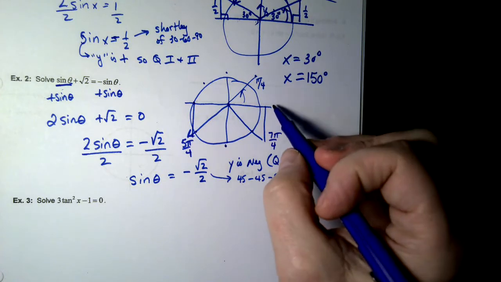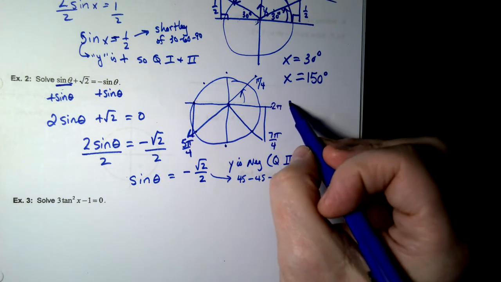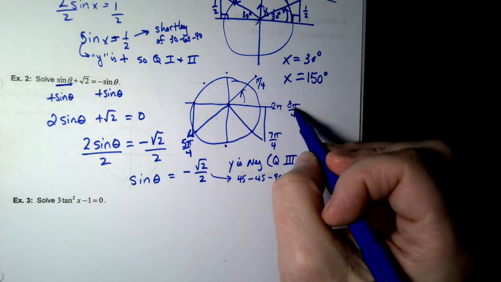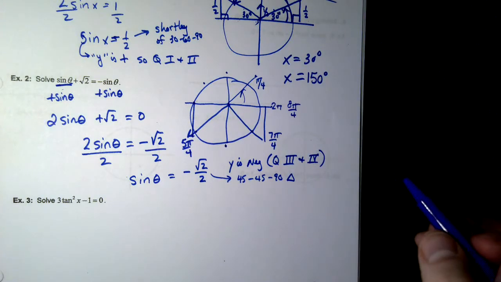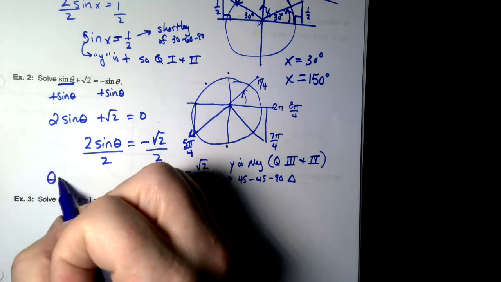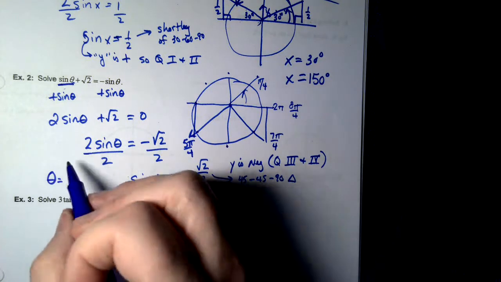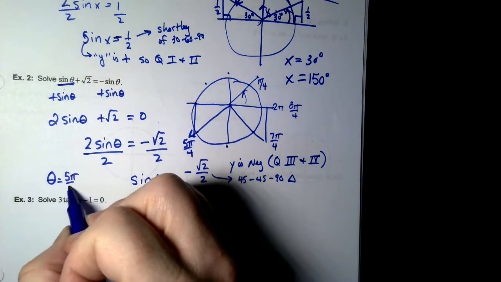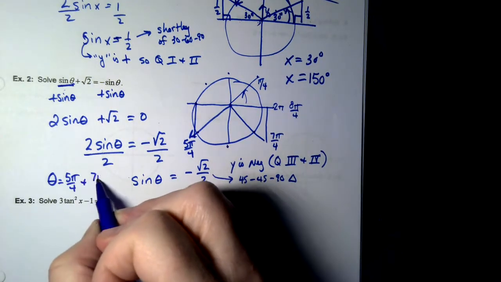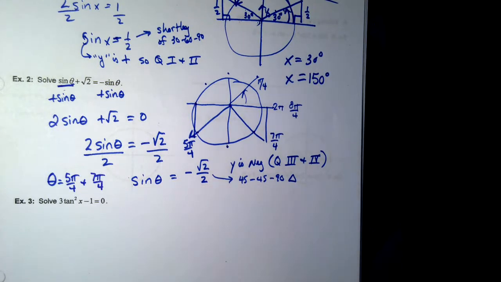Or you can think backwards. This is 2 pi. So you can think of that as 8 pi over 4 and go back 1, 7 pi over 4. But theta is going to be equal to 5 pi over 4 and 7 pi over 4.